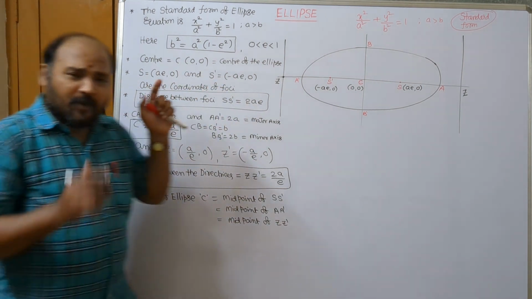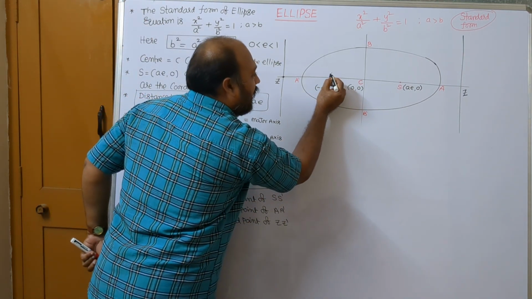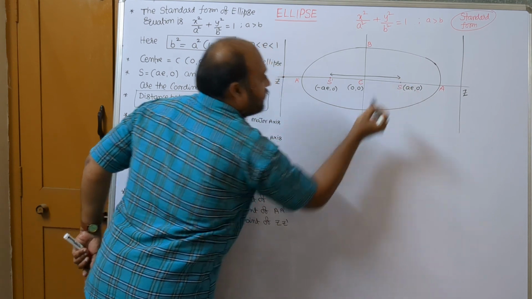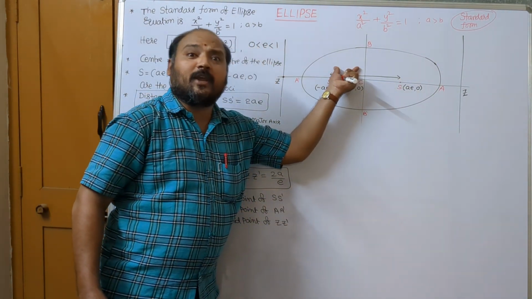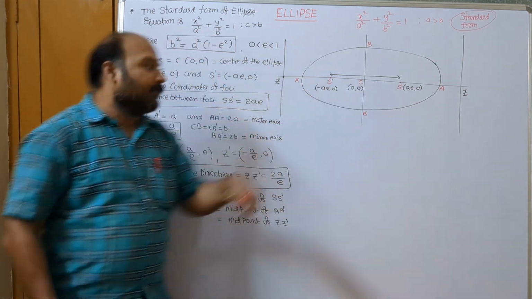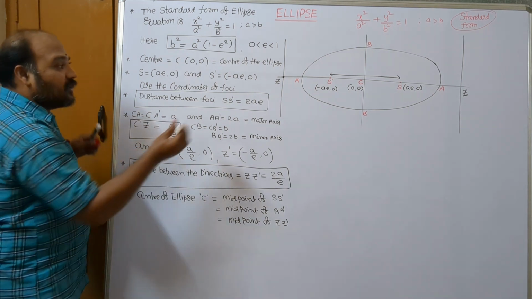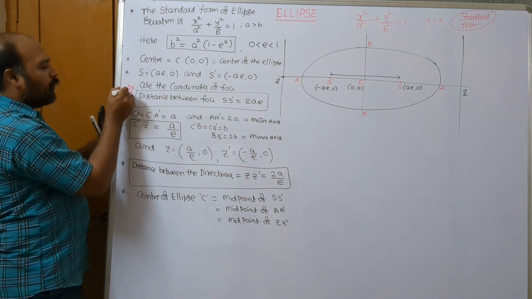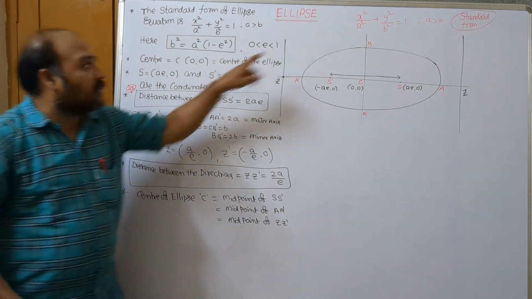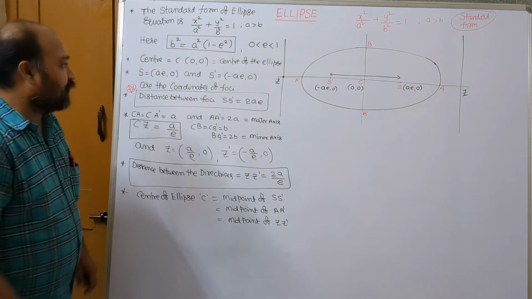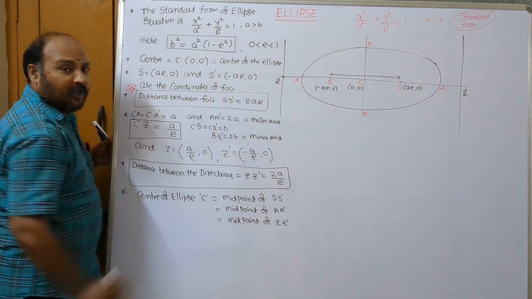Very important, a number of questions are based on this. Distance between foci S and S dash. From here to here is ae units, from here to here is also ae. ae plus ae is 2ae. The distance between foci SS dash is equal to 2ae. It is a very important concept, dear students. Problems based on this concept, a 4 marks question will be there in the ellipse. So distance between foci SS dash equal to 2ae.